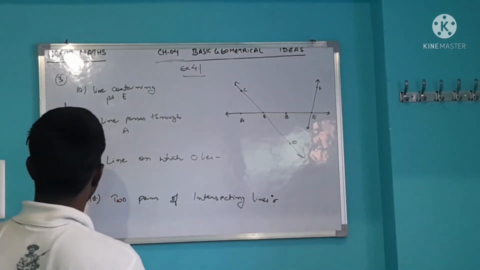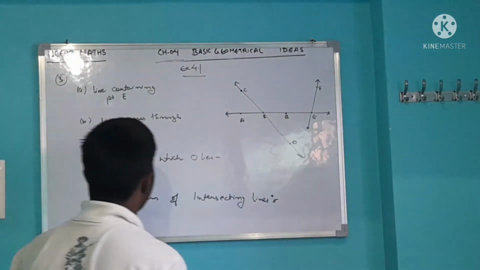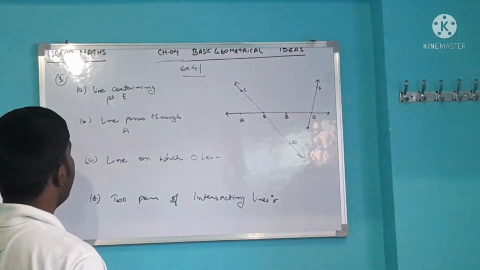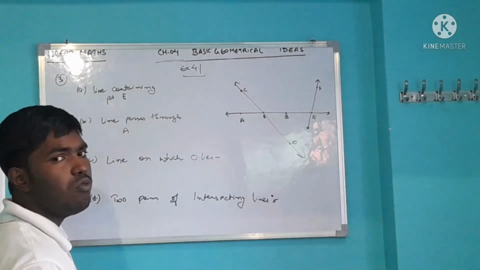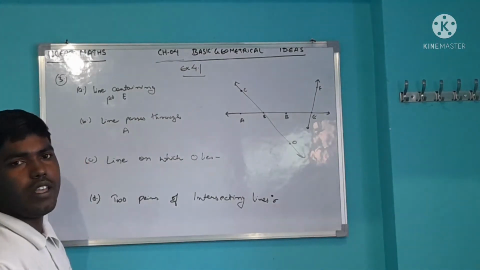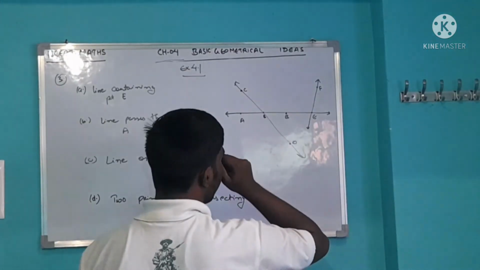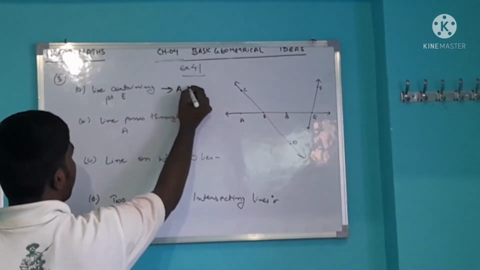In third question again we have 4 parts with a given figure. We need to find the following 4 parts answer. In first part we need to find line containing point E. So we need to find a line which contains the point E. So we see that E is here and it contains a line AE. So answer will be like AE.